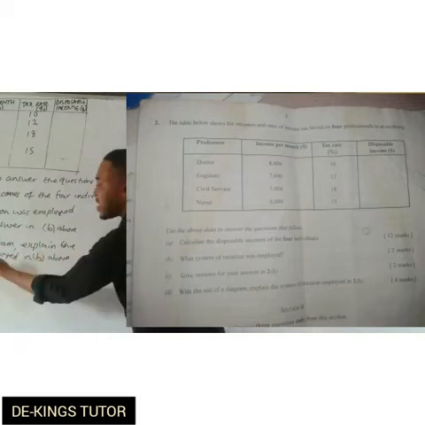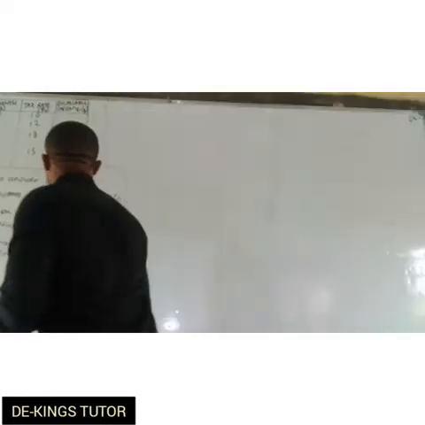And what do we do? First thing you do, calculate the disposable income of the 4 individuals. Now what do we do from here? What is the formula for disposable income?